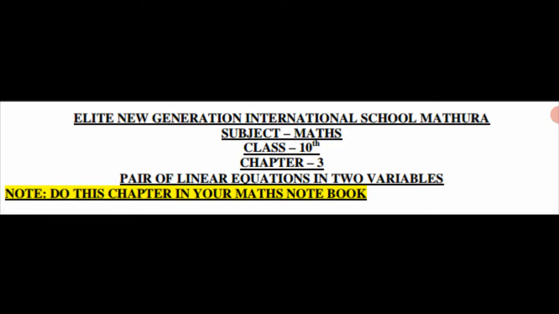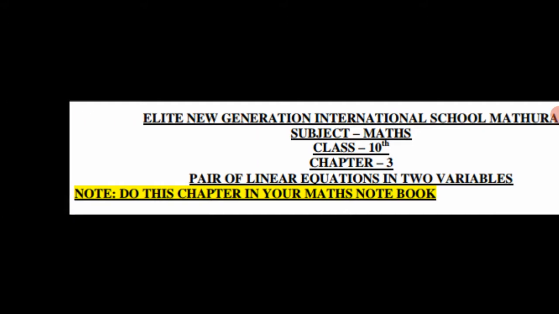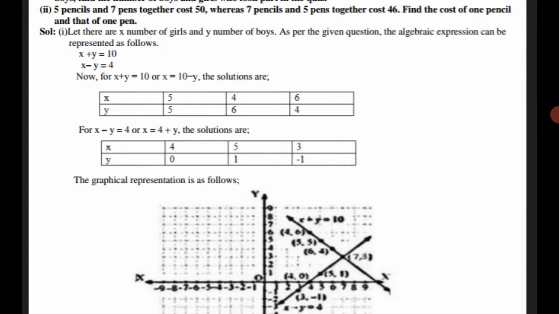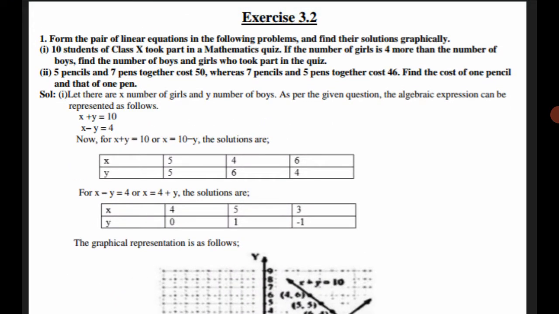Today we are going to start the next exercise of chapter 3, that is Pair of Linear Equations in Two Variables. So the next exercise, that is 3.2. In exercise 3.2, see question number 1. In question number 1, form the pair of linear equations in the following problems and find their solution graphically.